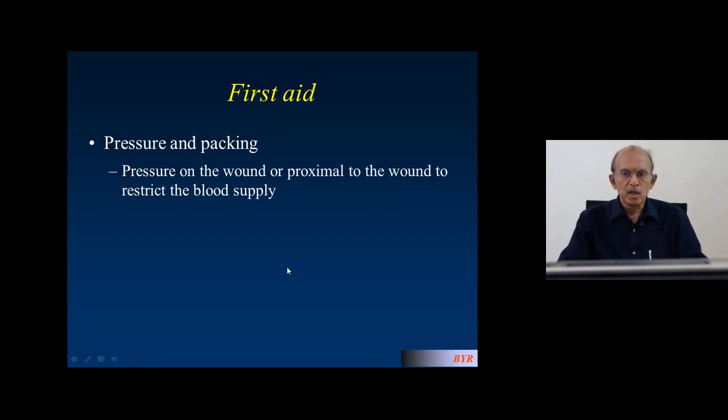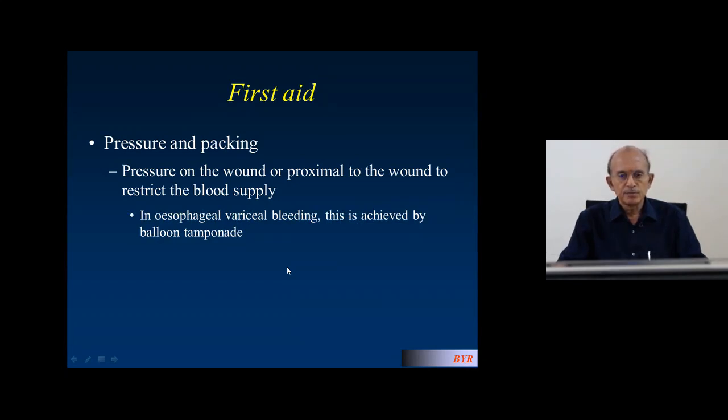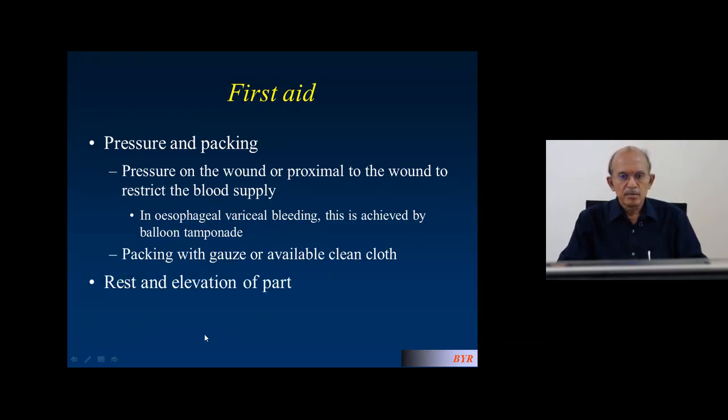So apply pressure on the wound or proximal to the wound to restrict the blood supply. For example, in esophageal variceal bleeding, this is achieved by esophageal tamponade. Packing with gauze or available clean cloth. Then allow the patient to rest and elevate the part that is bleeding. Already I told you, whenever a part is elevated, there will be vasoconstriction, and the vasoconstriction will aid in hemostasis.